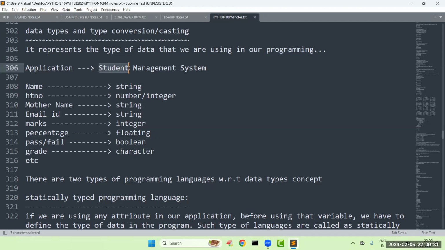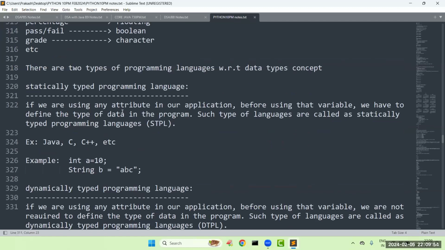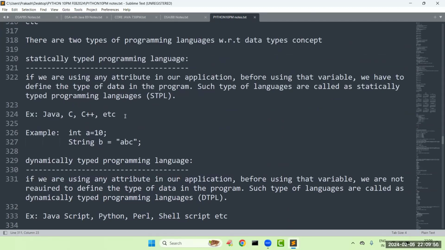If you take any application, for example, a student management system, what this application is going to do, it is associated with some special properties. Let us consider name, what type of data; hall ticket number, what type of data. It is a very common requirement. And there are two types of programming languages based on the data types. When we are writing the program, before using a variable, if we are defining the type of the data, such type of programming languages are called statically typed programming languages.